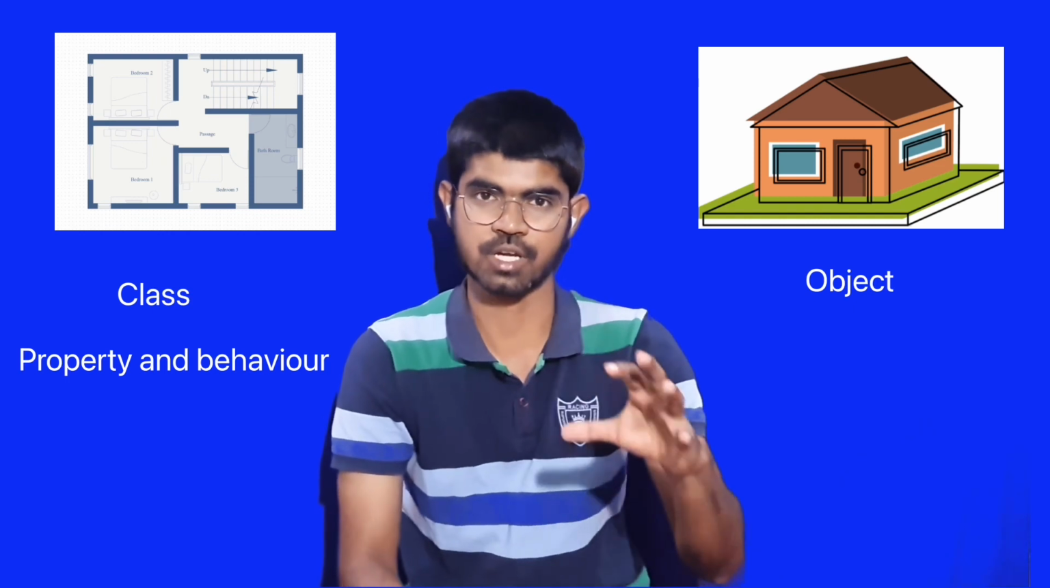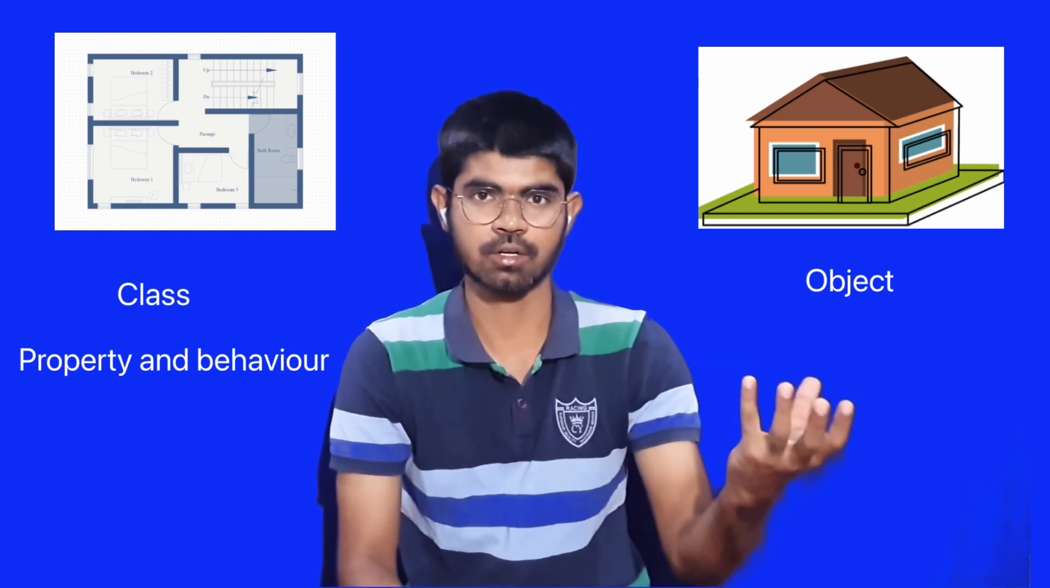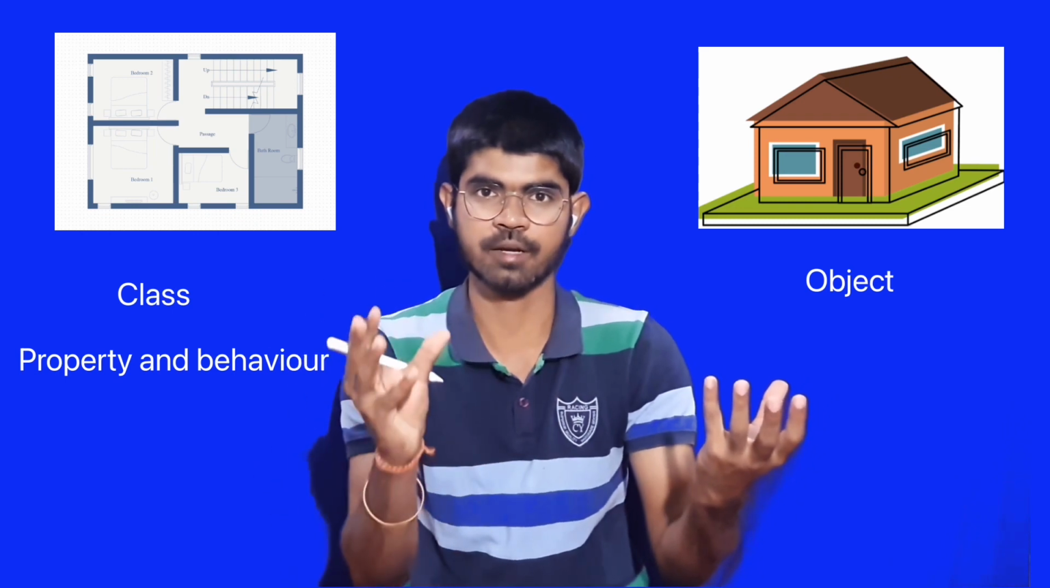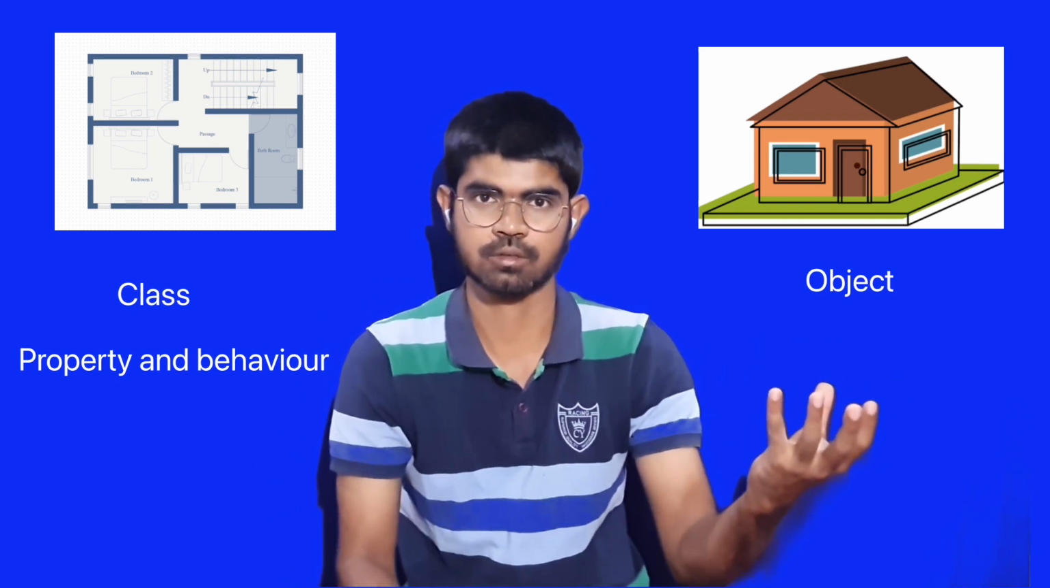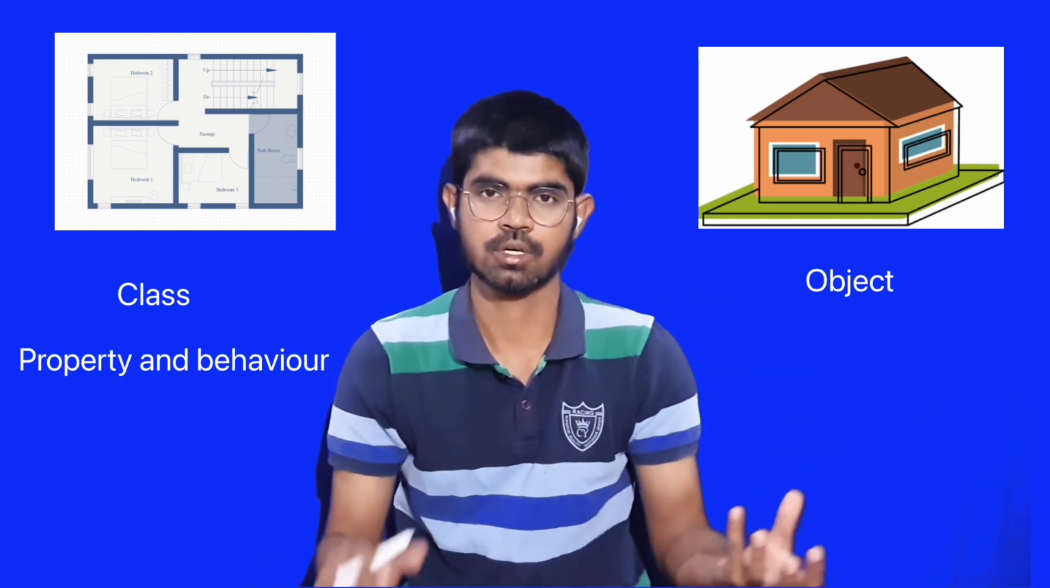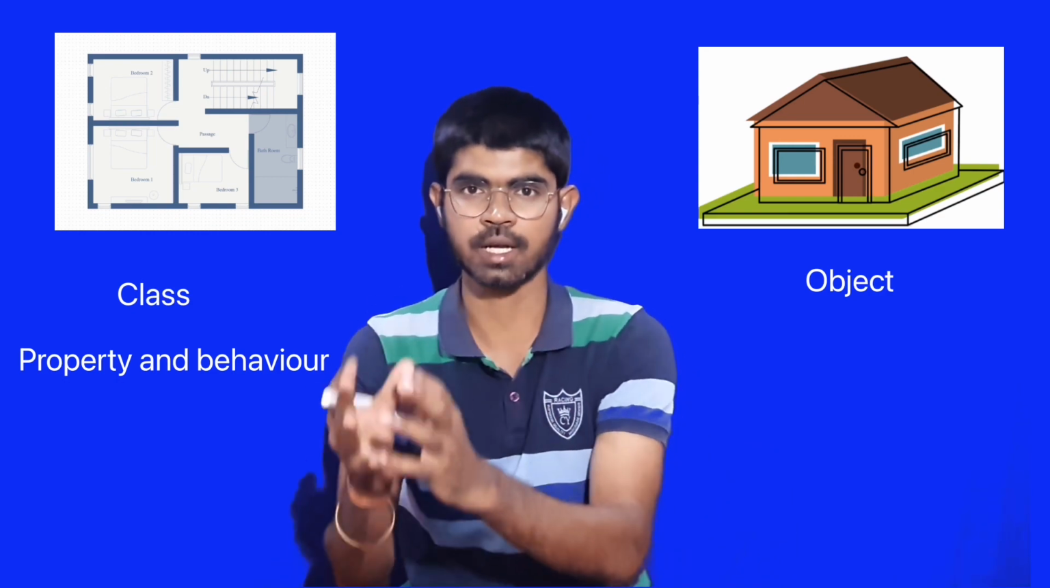In case of Java, when you try to create an object, the JVM will ask what is the property and behavior of this object. So we have to provide that property and behavior, then the JVM will create an object for us. So how will we provide the property and behavior? Through the class.